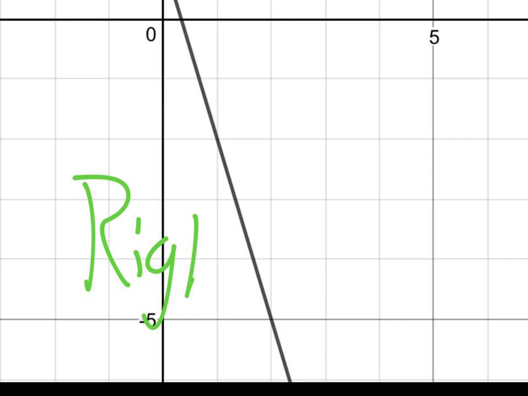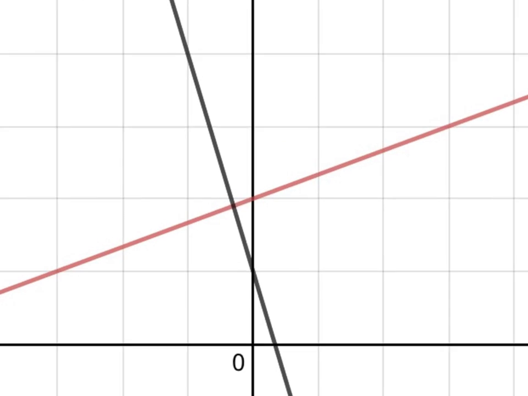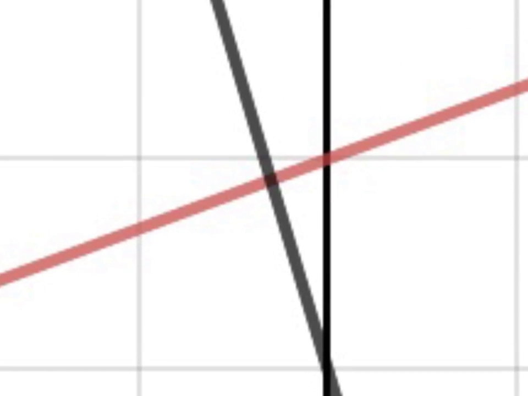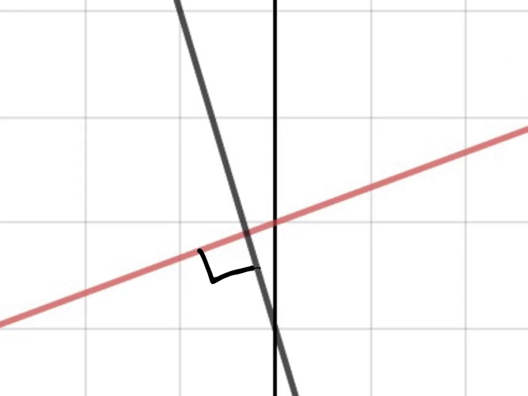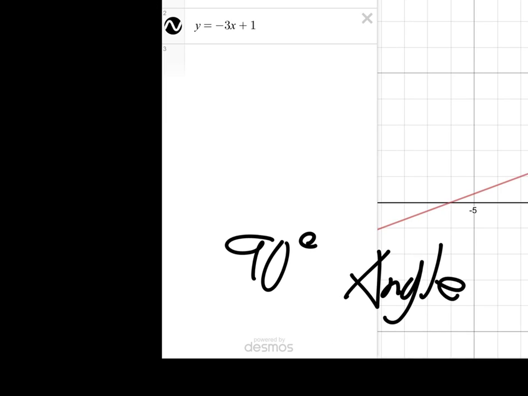Right angle. Okay. A right angle is what we have right here. This crosses at exactly 90 degrees. Therefore, giving it a little pretty box in the corner, like a square or a rectangle, that is a right angle. I'll make it bigger. Bam. That is a right angle. These are perpendicular lines because they cross at 90-degree angles.